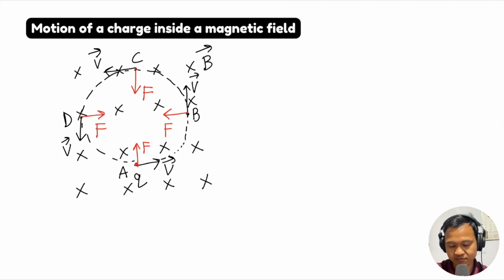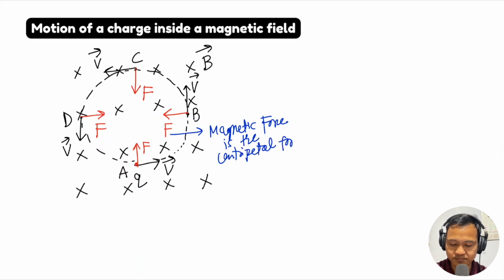So for any object to perform a circular motion, there must be a centripetal force. Here, the magnetic force is that. So this is your centripetal force. The magnetic force is the centripetal force, which makes the circular path possible.